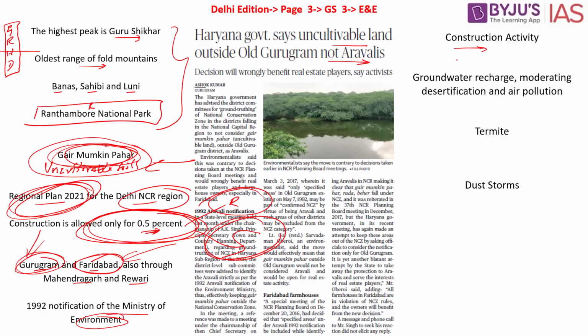You would also know that Aravalis would be able to recharge the groundwater in this particular region. It can also moderate desertification as well, and at the same time it would be able to control air pollution in this region. But now what is happening? Change in the definition. So there will be construction activities in Faridabad.